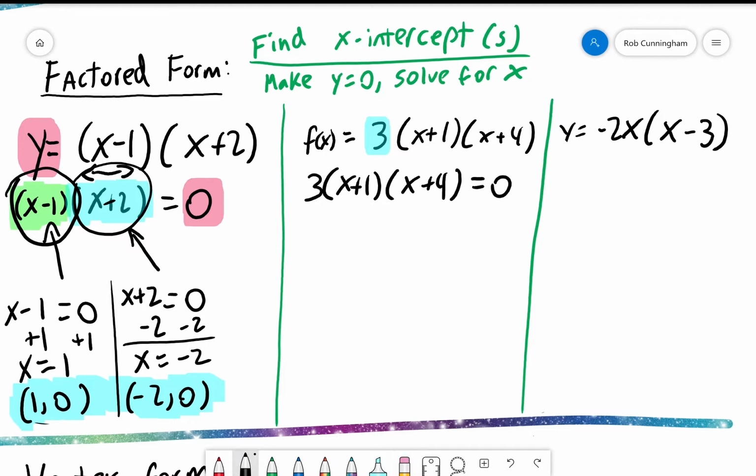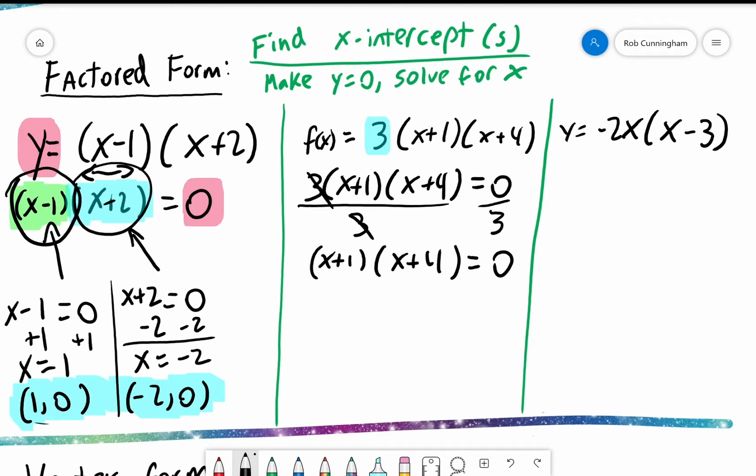take the same first step, make y equal 0. Remember, f of x and y are basically two ways of saying the same thing. And we're going to divide both sides by 3. Why would I do that? Because now on the left, the 3's cancel. And on the right, well, 0 divided by 3 is just 0. So I get x plus 1 times x plus 4 equals 0.